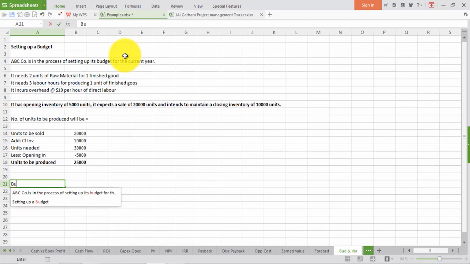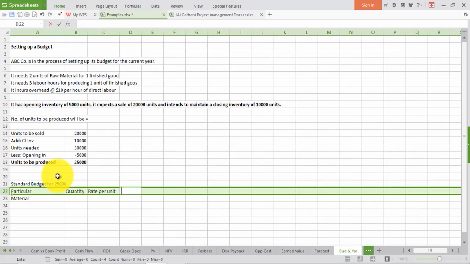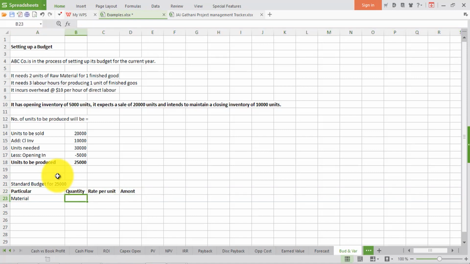So what we're going to do is a standard budget for 25,000 units. Material per unit, rate per unit, quantity needed, rate per unit, and the amount. That is going to be quantity into rate, right? So for materials, we need 2 units of finished goods. Let's say the rate is at $5 per unit. So it's going to be 2 into $5. That's going to be $10.